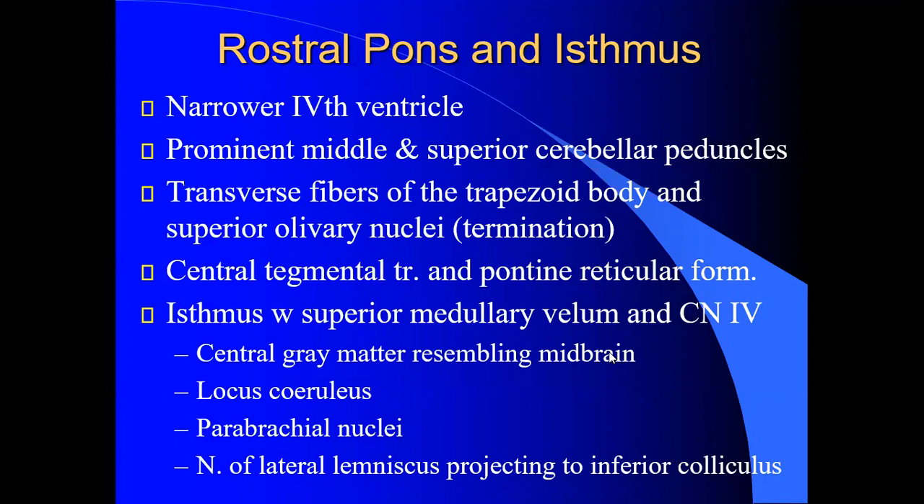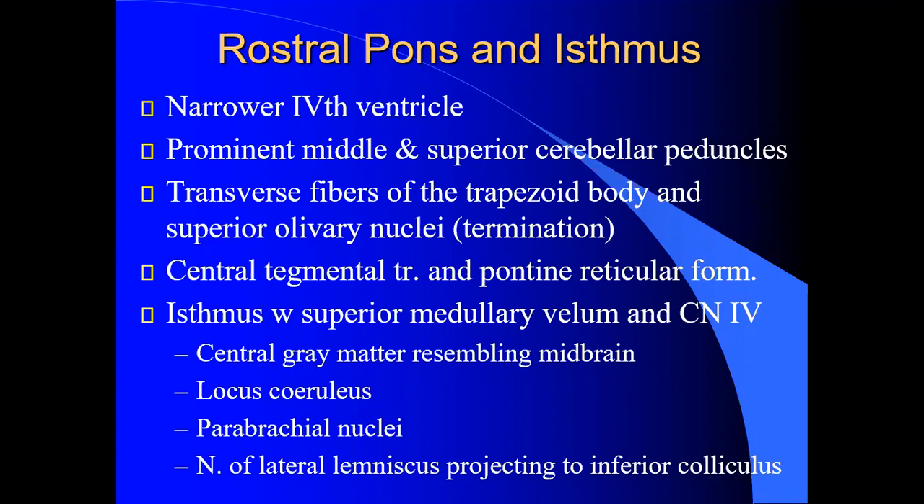All right, so that's our cranial nerve nuclei, 7, 6, and 5 as we ascend. All right, and now we're going on to look at the rostral pons and up to the isthmus.